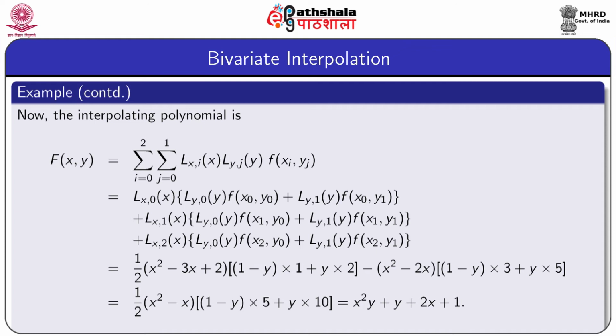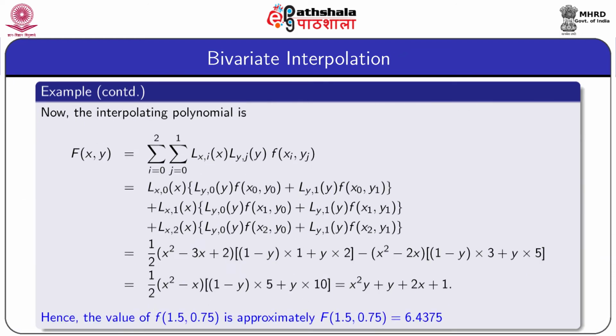After using the values of Lx0, Lx1, Lx2, Ly0, Ly1 and all other values of f, we get the value of capital F of x y equal to half of x square minus 3x plus 2 into 1 minus y into 1 plus y into 2 minus x square minus 2x whole into 1 minus y into 3 plus y into 5. After simplification, this expression reduces to x square y plus 2x plus 1.